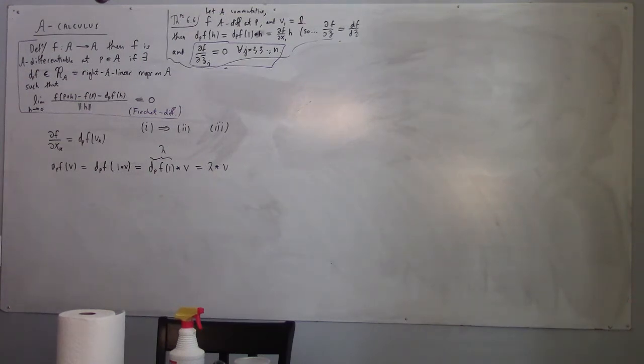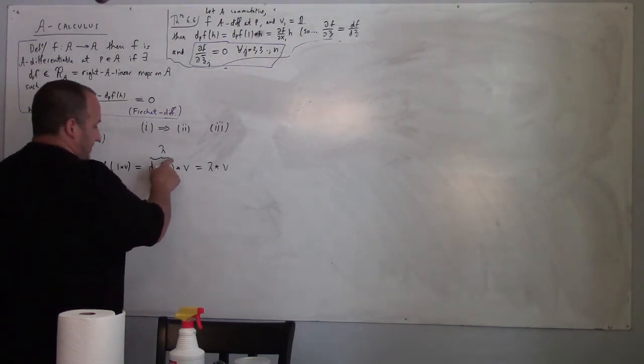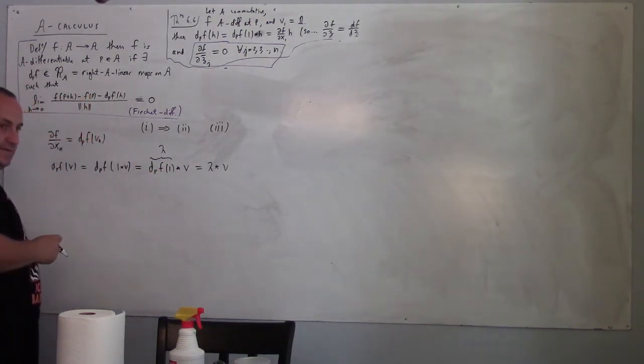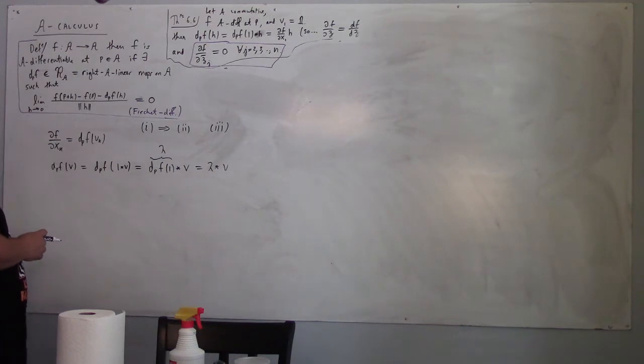Another way to say this is that dpfv is a left multiplication map. Yes. It's left multiplication by lambda. It's left multiplication by what though? It's left multiplication by the differential at the identity.